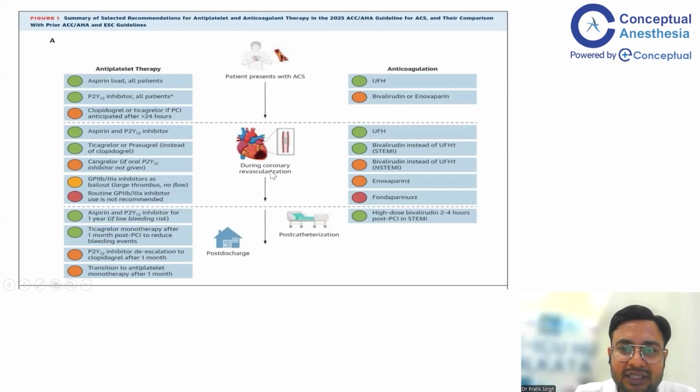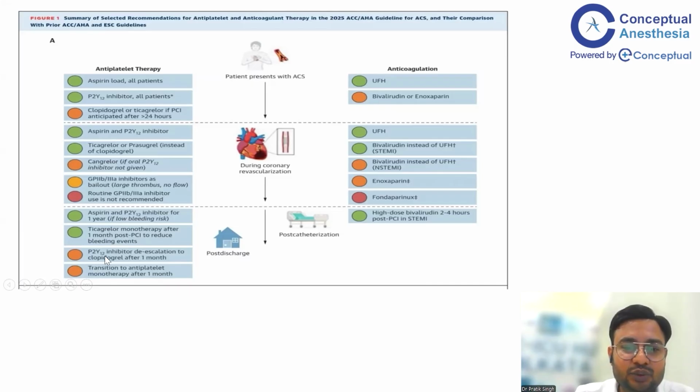Post-catheterization, when the patient has undergone coronary revascularization, during the discharge process you have to give aspirin and P2Y12 inhibitor for at least 1 year, in low bleeding risk. Again, this is a very long discussion, like whom to consider, how long, what kind of stent the patient has got, and what kind of procedure the patient underwent. But basically, it has to be given for 1 year. Ticagrelor monotherapy after 1 month post-PCI reduces bleeding events. Instead of giving dual antiplatelet drugs, we can take the patient on ticagrelor. This is one of the latest recommendations, but after 1 month.